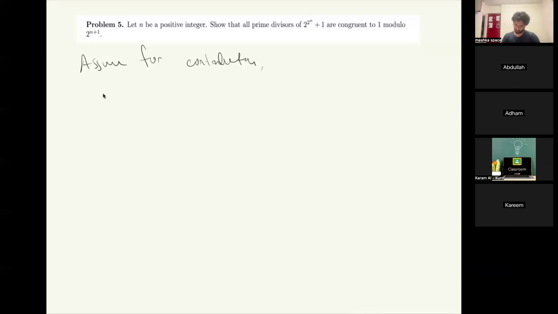Okay, so we start by assuming for contradiction that we have prime p. Sorry, oh, it's all prime divisors. I thought we were just proving it for 2 to the n plus 1. I did not see the prime divisor. So it's not that we want to show that that number is congruent to 1 mod 2 to the n plus 1. We want to show that the prime divisors are congruent to 1 mod 2 to the n plus 1. So it's a little bit stronger actually.